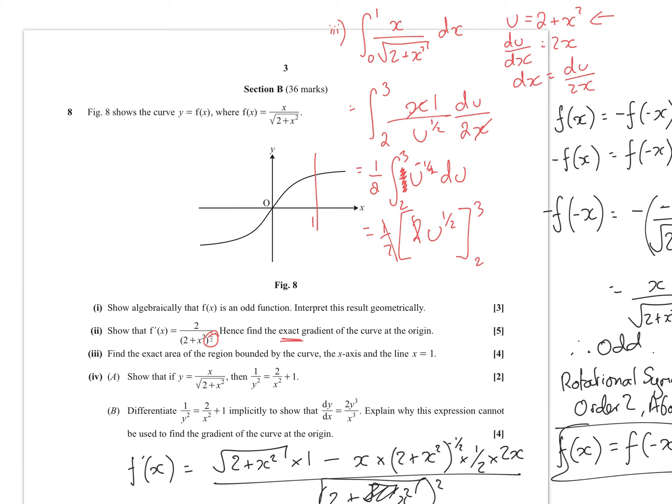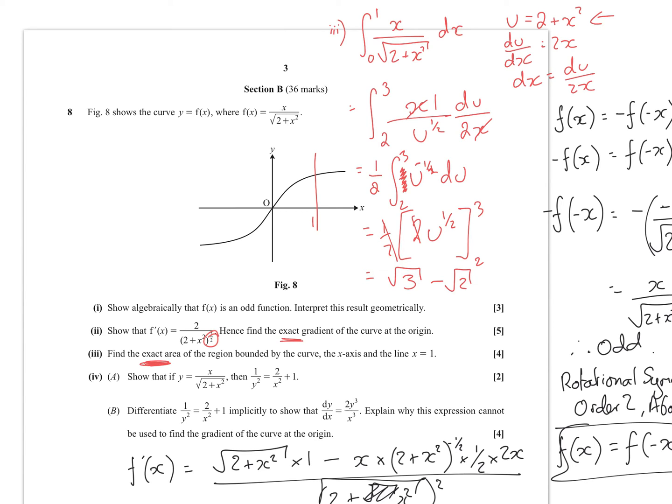Notice it says, oh no, we're not on that one. The exact area. How could I write this in exact form? Surd form. Root 3 minus root 2. Okay.